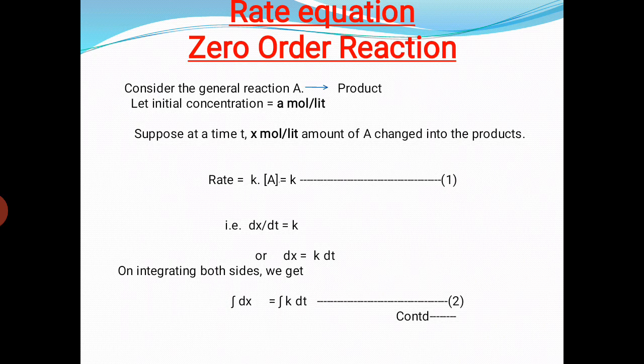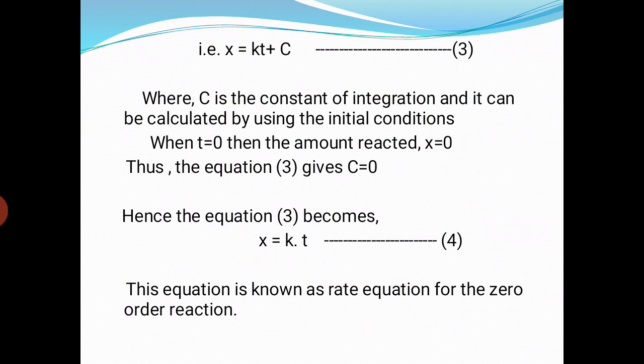On integrating both sides, we get integration dx is equal to integration k dt. On integrating this equation, we get x is equal to kt plus c, where c is the constant of integration, and it can be calculated by using the initial conditions. When t is equal to 0, the amount reacted, that is x, is equal to 0, and thus equation 3 gives c is equal to 0. Substituting c is equal to 0, equation 3 becomes x is equal to kt. This is the rate equation for the zero order reaction.